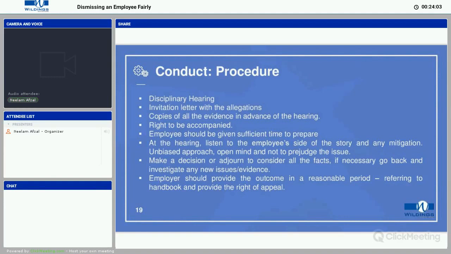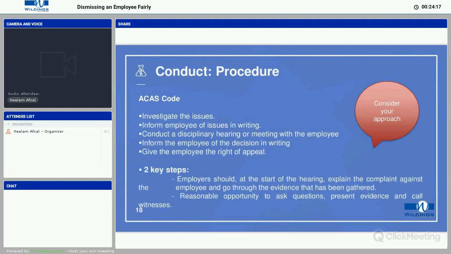And you can make that decision with a further reconvened meeting, followed by a letter. You also need to inform the employee of his or her right to appeal. So once you've carried out the investigation, you need to follow the ACAS code. What I would recommend is that you have an employee handbook, and the handbook mirrors the ACAS code, but it's tailored to the requirements and the needs of your business, because every business is different.